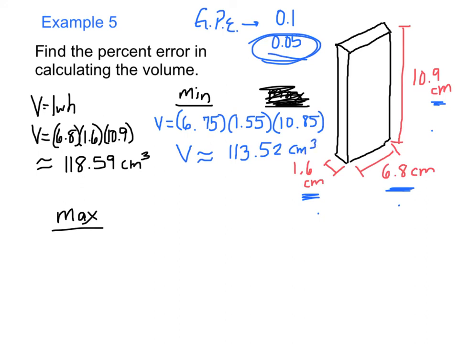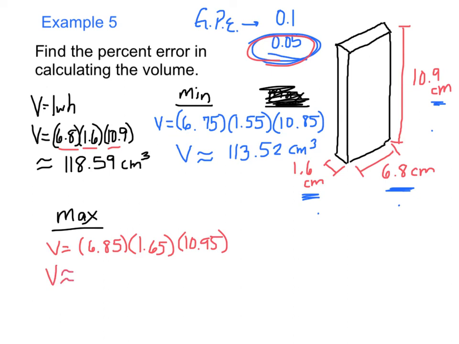Now we're going to do volume in maximum. For the maximum, we take our greatest possible error and add it to each of the original numbers. So that would be 6.85 times 1.65 times 10.95. We're going to get an approximate volume of 123.76 cubic centimeters. So here's what we have to do next.